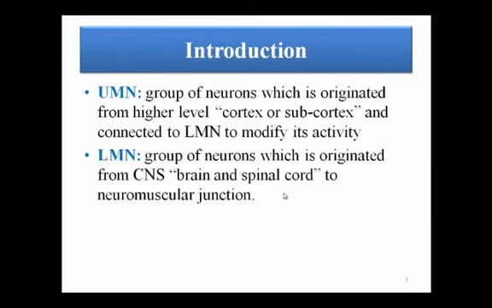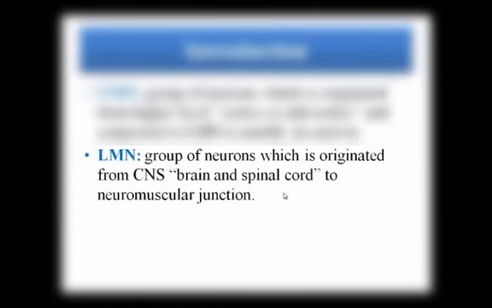First of all, we should know that there are two types of neurons: upper motor neuron and lower motor neuron. Upper motor neuron is a group of neurons which originate from a higher level, that means from the cortex or subcortex, and connect to the lower motor neuron. Why? To modify its activity. So what is the lower motor neuron? It is a group of neurons which originate from the CNS, that means from the brain or spinal cord, and connect to the neuromuscular junction at the muscle.